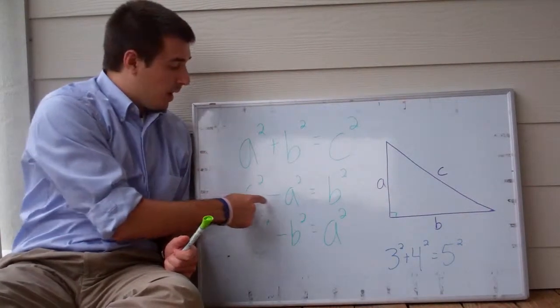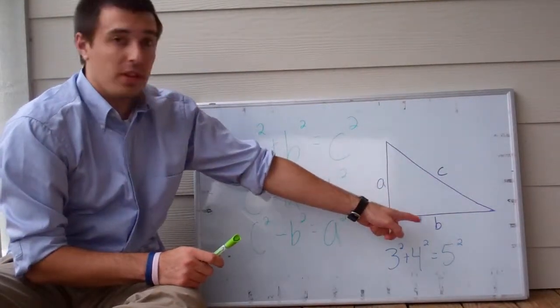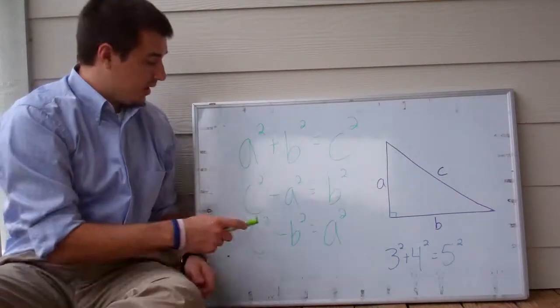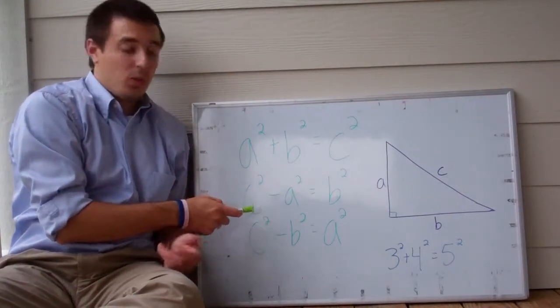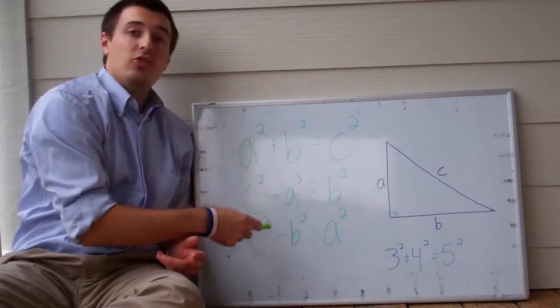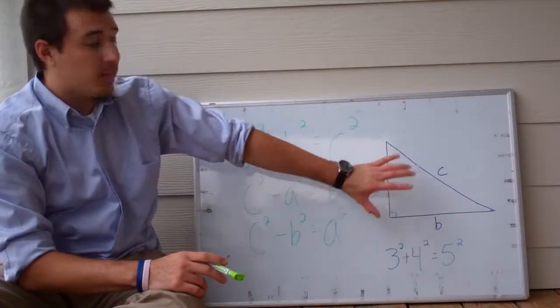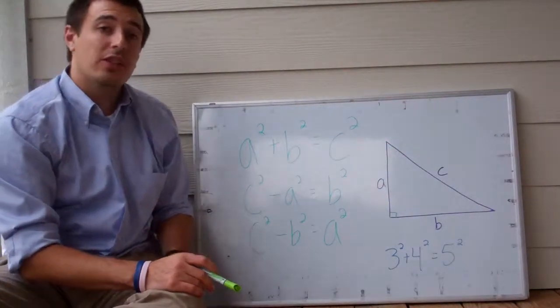C squared minus a squared will equal b squared. So using the hypotenuse and one of the legs, you can figure out the other leg. Also, you can do the exact same for the other one as well. So c squared minus b squared equals a squared. So by rearranging your letters here, you can figure out any of the missing legs or the hypotenuse. All you need is two of the three.